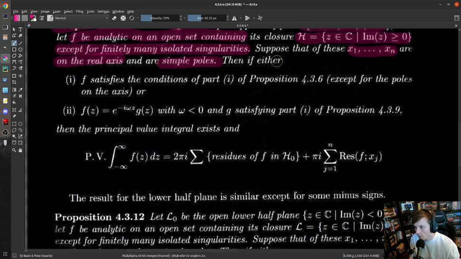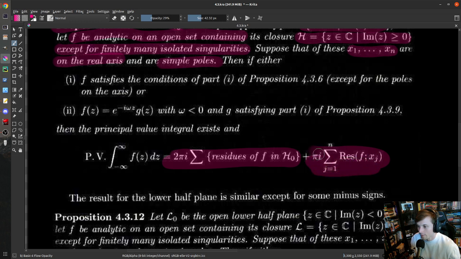Then if either one of these things happens, if f satisfies the conditions of part 1 of proposition 4.3.6 except for the poles on the real axis piece, or if f is of Fourier type, e to the minus i omega z g(z), then the principal value of the integral exists and is given by 2 pi i times the sum of the residues of f in the upper open half plane plus pi i times the residues of f along the real axis.